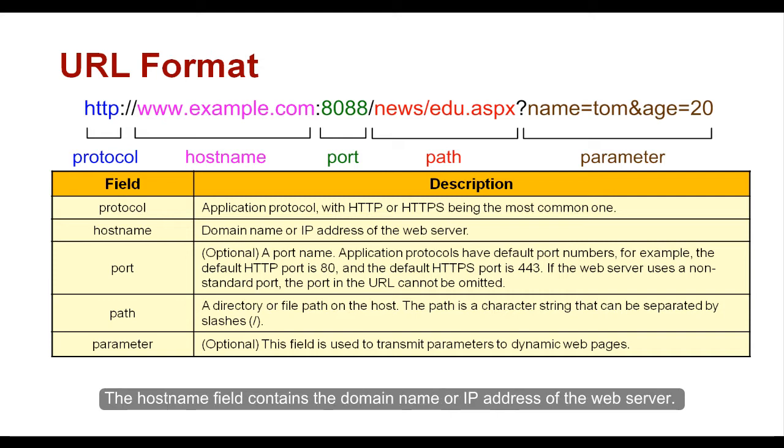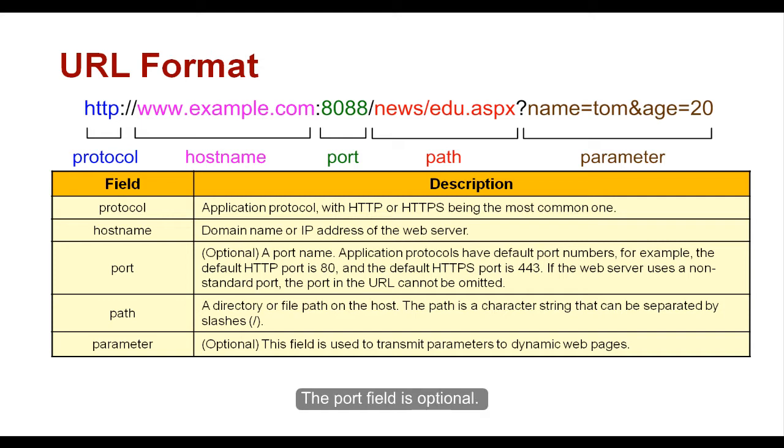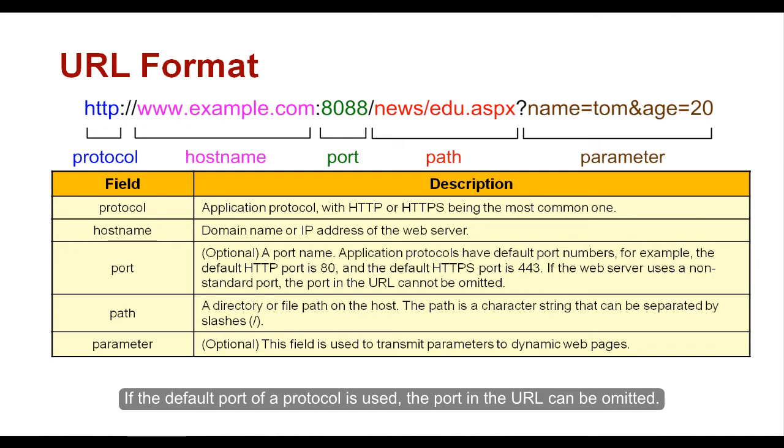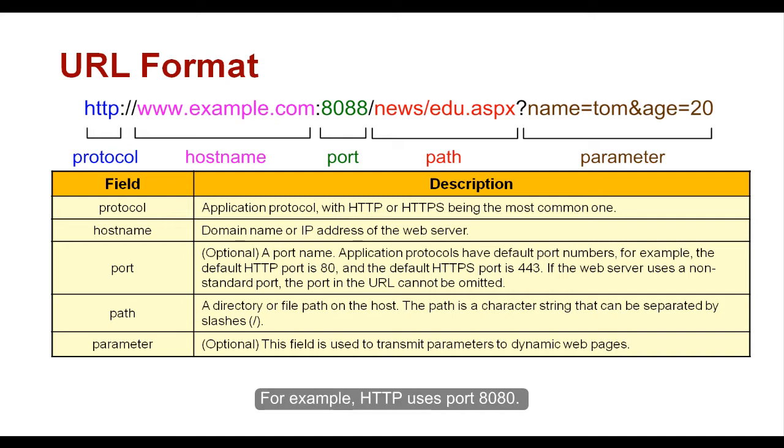The host name field contains the domain name or IP address of the web server. The port field is optional. If the default port of a protocol is used, the port in the URL can be omitted. For example, the default port for HTTP is 80, and that for HTTPS is 443. If the default port is not used, the port must be specified. For example, HTTP uses port 8080.